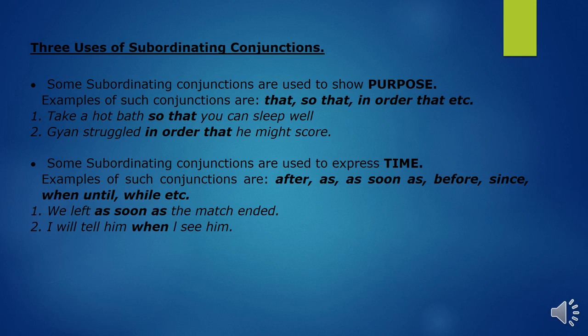Now 2. I will tell him when I see him. So these conjunctions are used to express time. And all these are subordinating conjunctions. Let's take note.